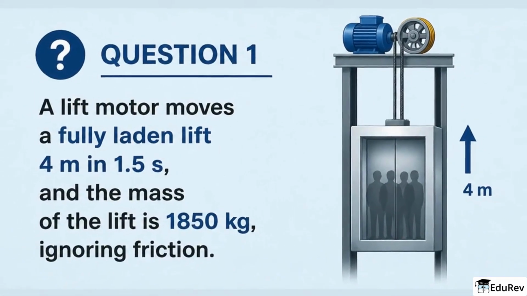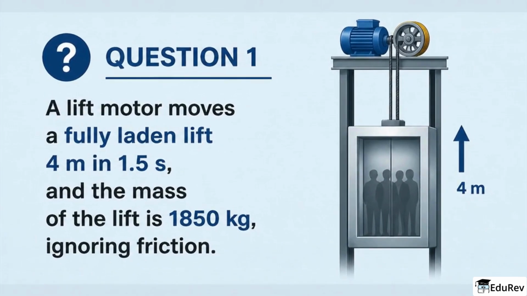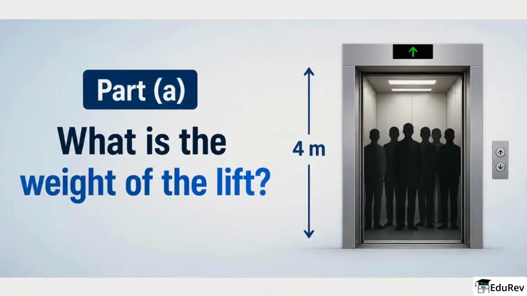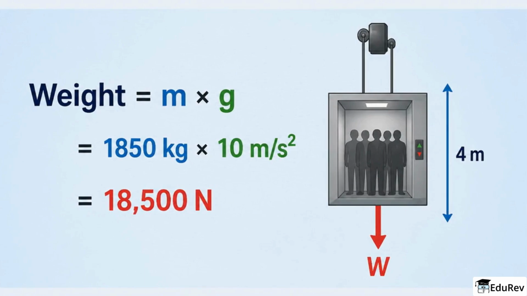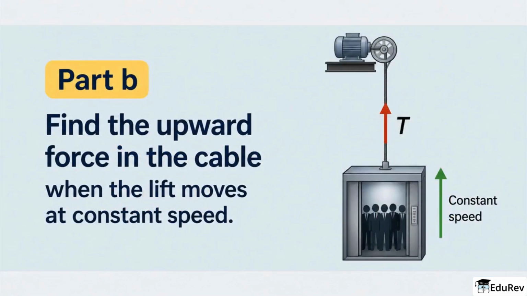Question number 1 asks, a lift motor moves a fully laden lift 4 meters in 1.5 seconds, and the mass of the lift is 1,850 kilograms, ignoring friction. Part A asks for the weight of the lift. Weight equals mass times acceleration due to gravity. So, weight equals 1,850 kilograms times 10 meters per second squared, which gives 18,500 newtons.